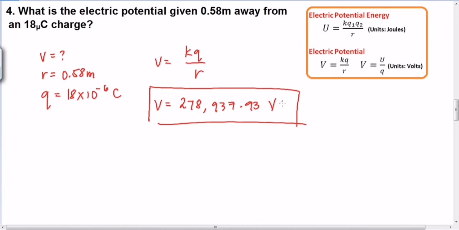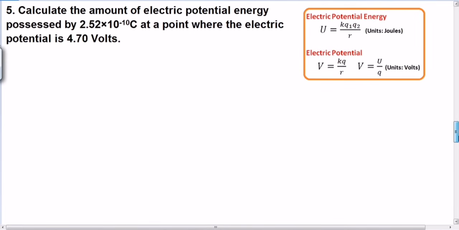Since electric potential, okay, let's have the next example. Calculate the amount of electric potential energy possessed by 2.52 times 10 raised to negative 10 coulomb at a point where the electric potential is 4.70 volts. So, ang hinahanap dito, amount of electric potential energy, so letter U ang hinahanap. Nagbigay siya ng coulomb, so that is letter Q, 2.52 times 10 raised to negative 10 coulomb. And then ang electric potential ay V, which is 4.70 volts.